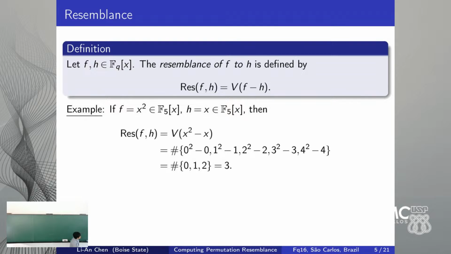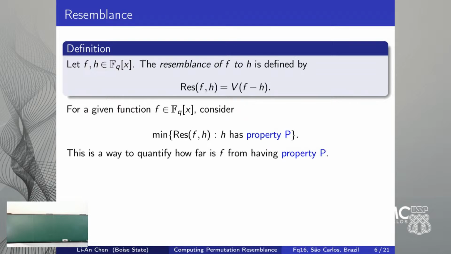So our idea is we want to consider this notion. If I have a function in Fq, I want to consider the minimum of the resemblance of f comma h, where h belongs to all the functions with a certain property p that we are interested in. This is a way to quantify how far my function f is from having this property p.